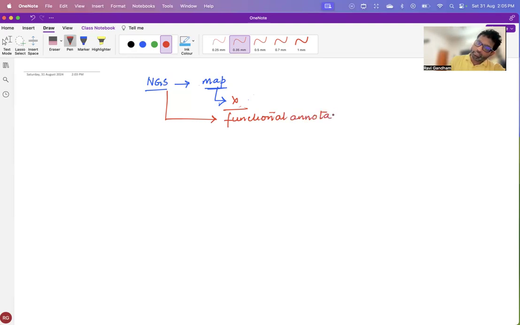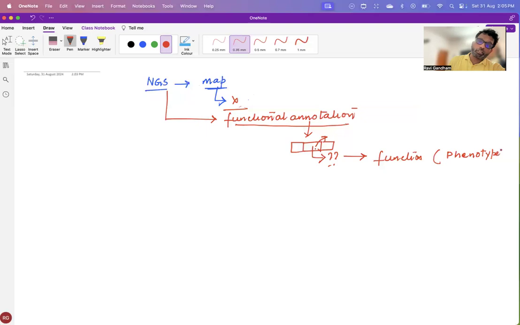Having known a set of landmarks on a particular fragment, sequencing a particular fragment or identifying a particular fragment, you can make out what this fragment exactly contains and then functionally annotate depending on the genes on the fragment or the genes present adjacent to the fragment. You can functionally annotate this and assign a function to this particular fragment and then correlate with the phenotype of interest.